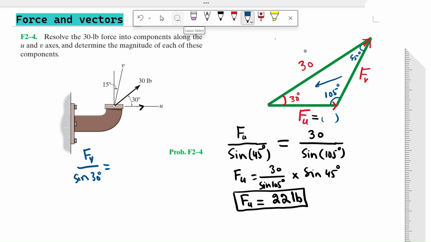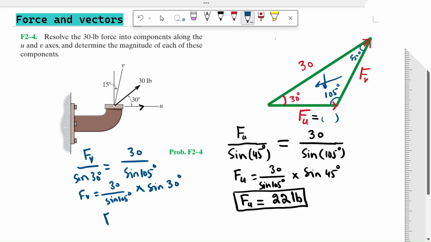So I will take this resultant force 30 divided by the sine of its opposite angle, which is 105. So Fv equals 30 divided by sine 105 degrees; shift this sine 30 to the other side, it will multiply, so sine 30. After putting all the values in the calculator, we got the value of Fv, which will be 15.53 pounds.